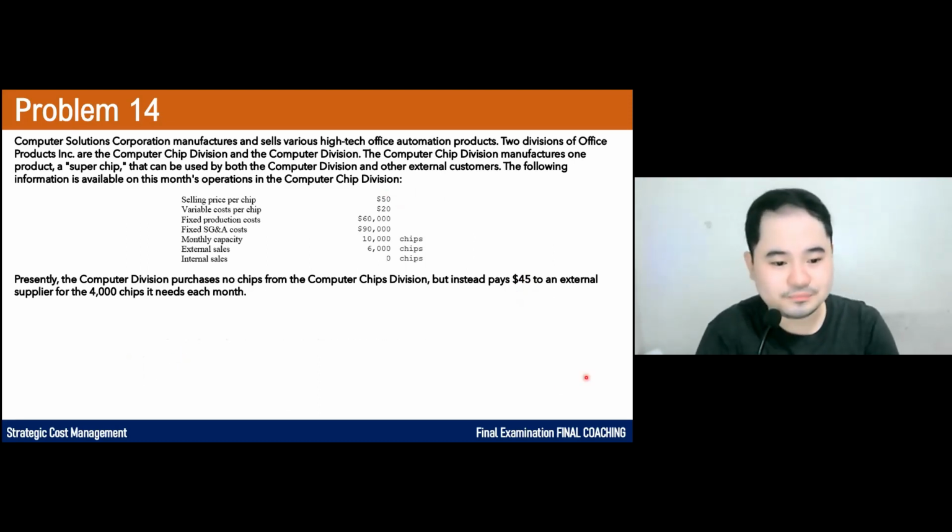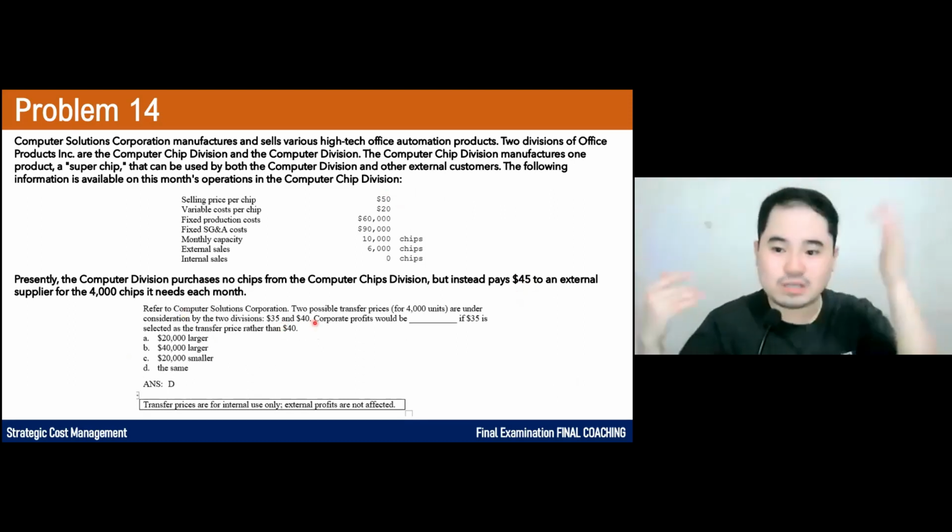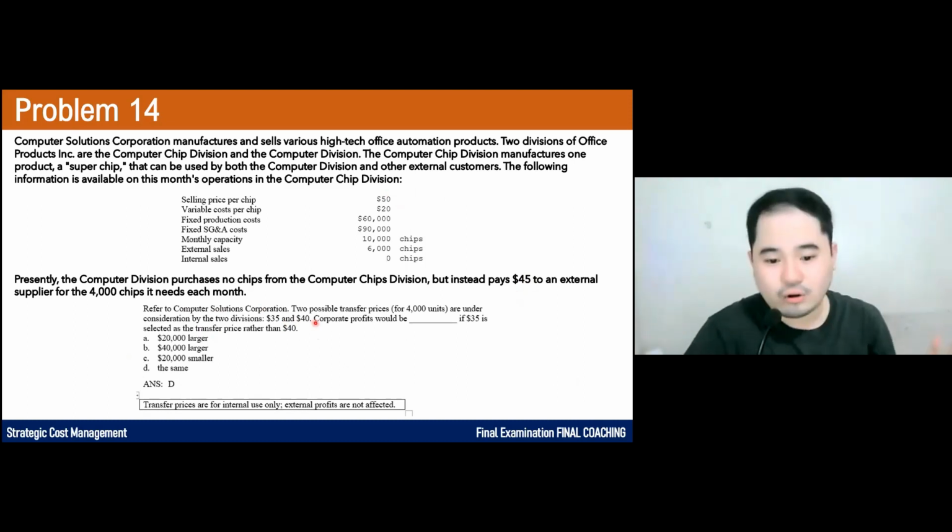Okay, next. Two possible transfer prices for that 4,000 units are under consideration: 35 and 40. So assume daw natin na pinag-uusapan nila kung 35 or 40. Corporate profits will be blank if 35 is selected instead of 40. Kung sakali daw po ang transfer price ay 35 or kung sakaling 40, ano daw po mangyayari sa corporate profits? Anong sabi ko sa inyo?